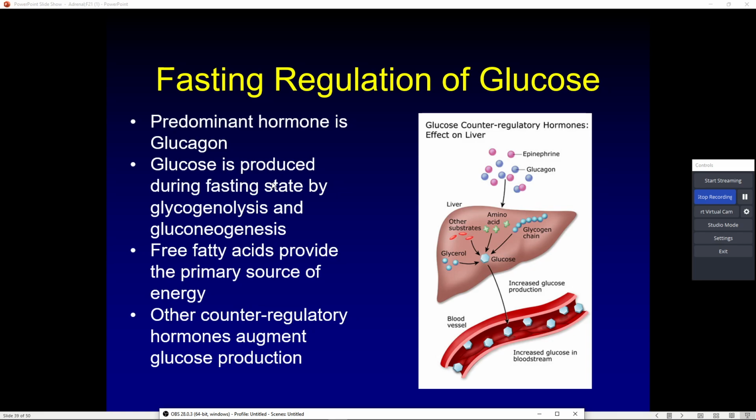So when we talk about fasting glucose, we're talking about the body's ability to enter into a state of glycogenolysis and gluconeogenesis. We have a decrease in the amount of glucose consumed, and our body perceives that and says to the liver, hey, I need some sugar. Can you give me some? And that's exactly what it does.